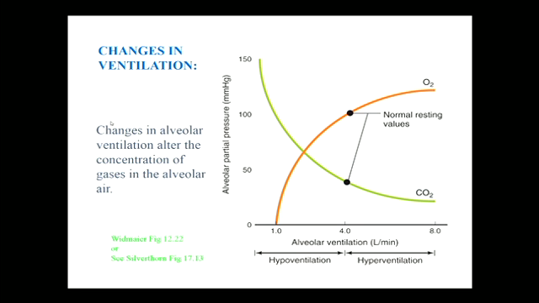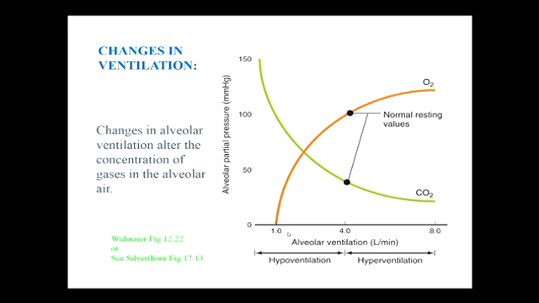Partial pressures on the y-axis in millimetres of mercury. X-axis is your alveolar ventilation. Remember, I'm not interested in pulmonary ventilation. I'm only interested in alveolar ventilation. That is how much atmospheric gas gets to your alveoli.